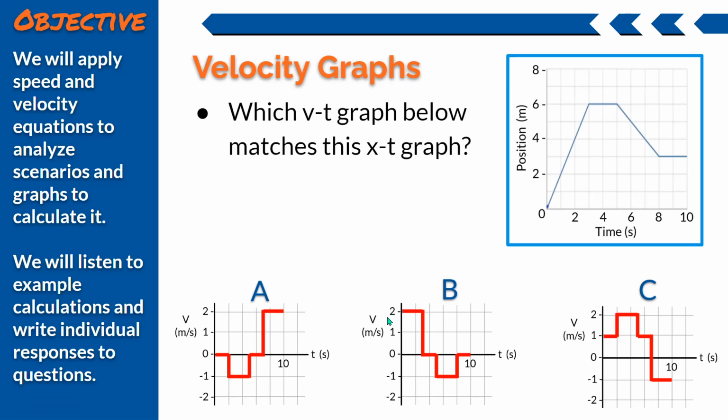Okay, so B says the object moves forward at 2 meters per second for the first part of this. So let's see. Is this 2 meters per second? After 1 second, 2 meters. After 2 seconds, 4. Okay, yeah, that looks good. Then B says the object does what? What happens here? Stops. The velocity goes to 0. Okay, and this one does stop, so that looks good. Then the object has to go backwards at, what is this, 1 meter per second? Yep. So let's see, backwards at 1, -1, perfect, and then stops again. Yes, B does look like it matches.